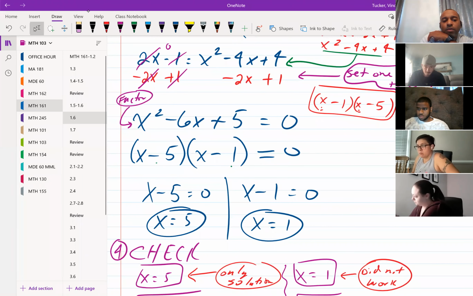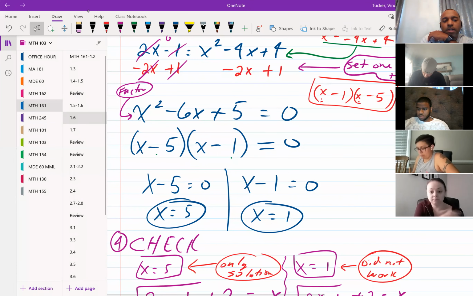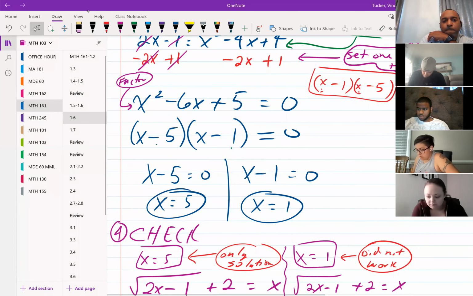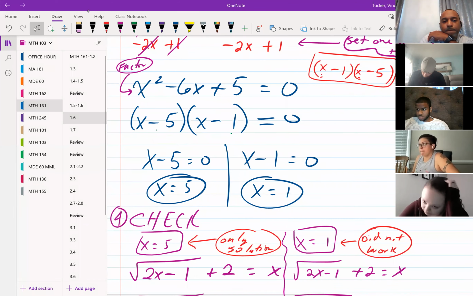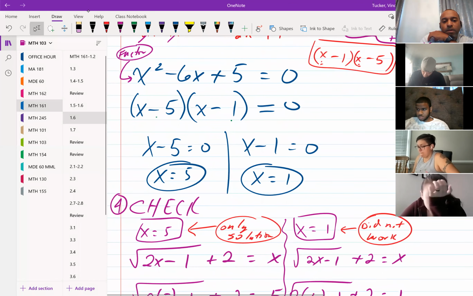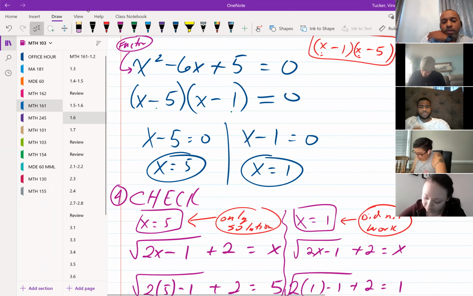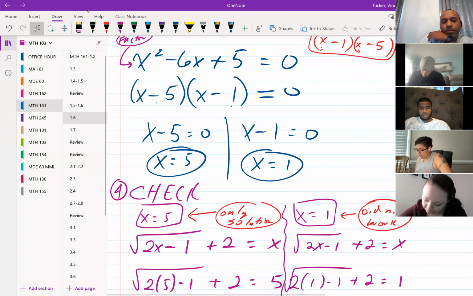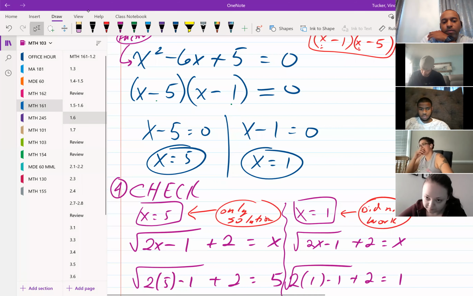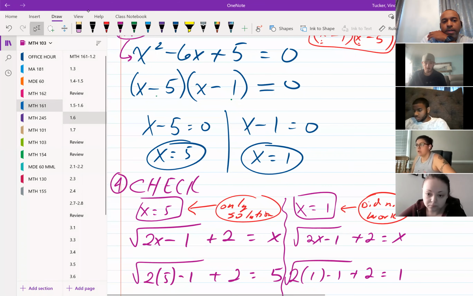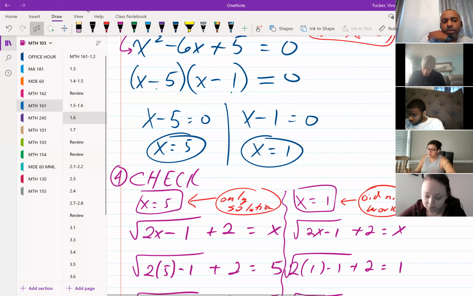I don't know how far I can scroll up. So of course, if I scroll up too far, let me know. So we're going to take the 5, plug it into the equation, wherever you saw x, and same thing with 1. Am I still using blue? Am I still on blue?